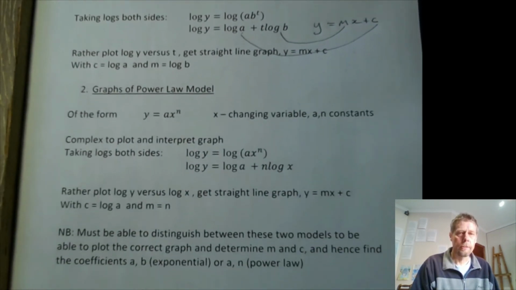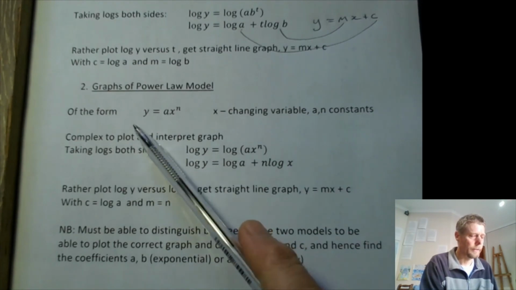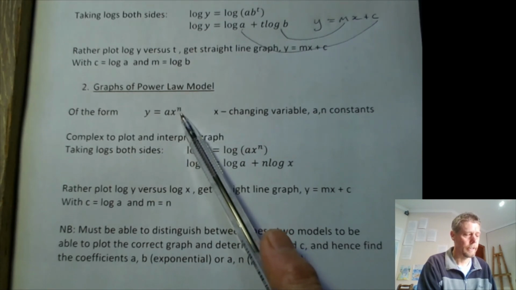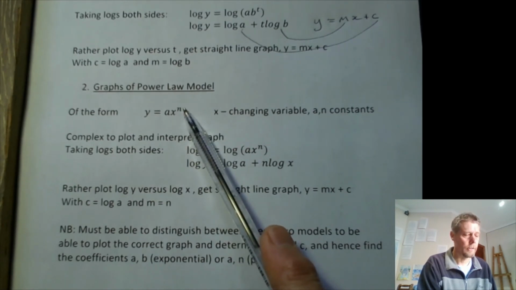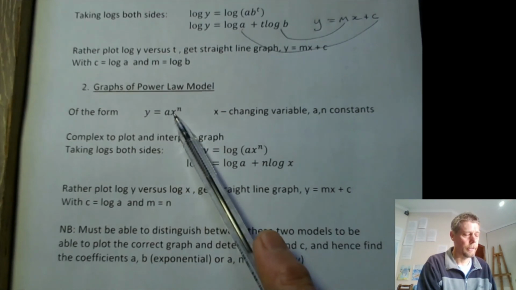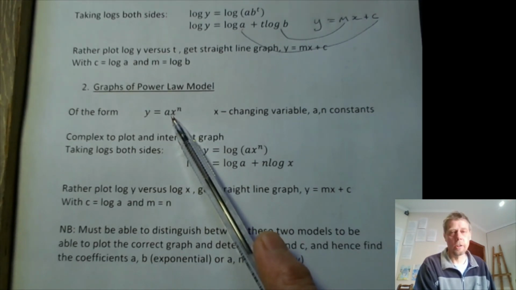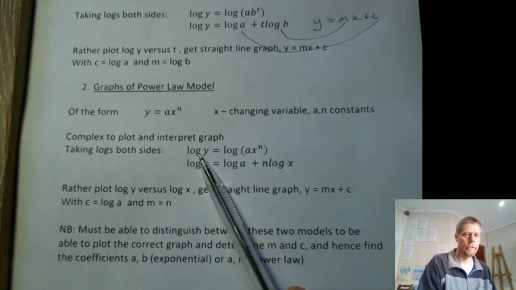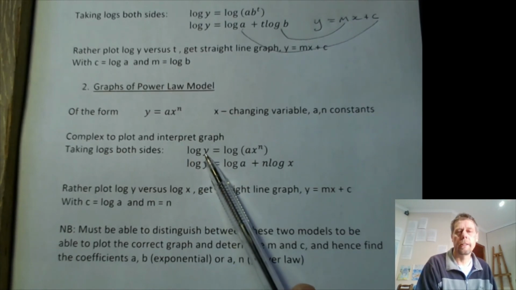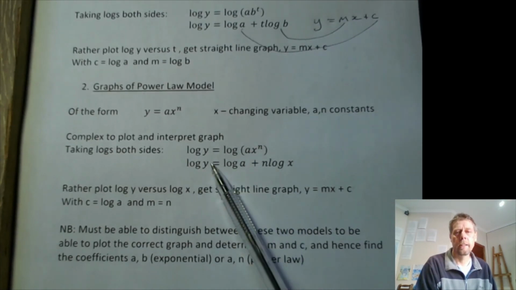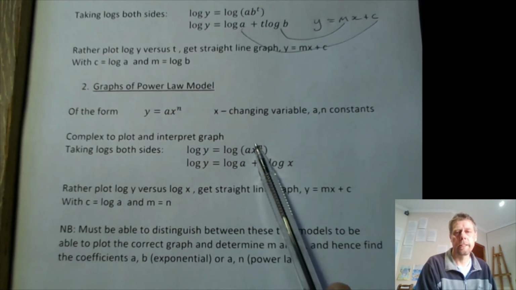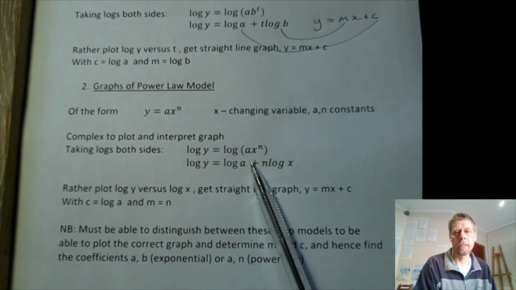Then there's also the power law model. This is of the form y equals ax to the n, where a and n are constants, and y and x are variables. Again, this is a complex one to plot. You're not going to get a linear graph, so let's see what we can do with it. We take logs on both sides, so log of y equals log of ax to the n, and that reduces to log of y equals log of a plus n log of x. We're using our power rule combined with our multiplication rule. Very simple.